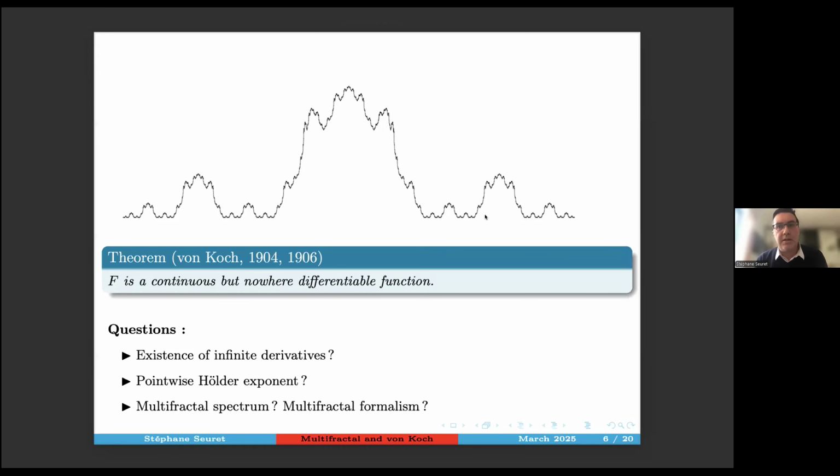For instance, he left open the question of existence of points with infinite derivatives. And also now we can ask more complicated questions, like, what is the pointwise Hölder exponent of such a function, the local behavior of a function? Does it have a multifractal behavior? Because the previous examples, except Riemann's one, the Weierstrass, Takagi, and Darboux ones, are monofractal. They have the same exponent at every point. This is not the case for this one, as we will see. And that's my goal, to try to explain.